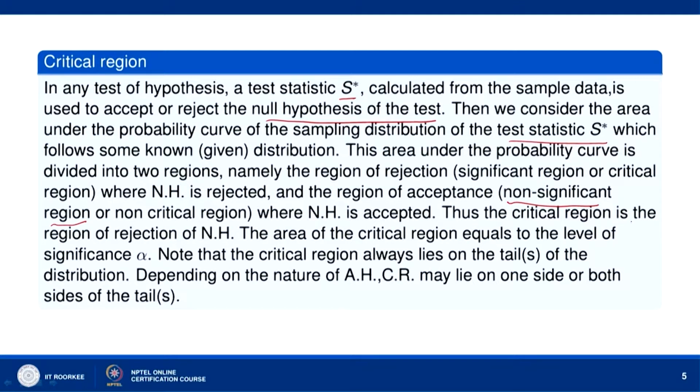Thus the critical region is the region of rejection of the null hypothesis. The area of the critical region equals the level of significance alpha. Note that the critical region always lies on the tails of the distribution. Depending on the nature of the alternative hypothesis, the critical region may lie on one side or both sides of the tails.